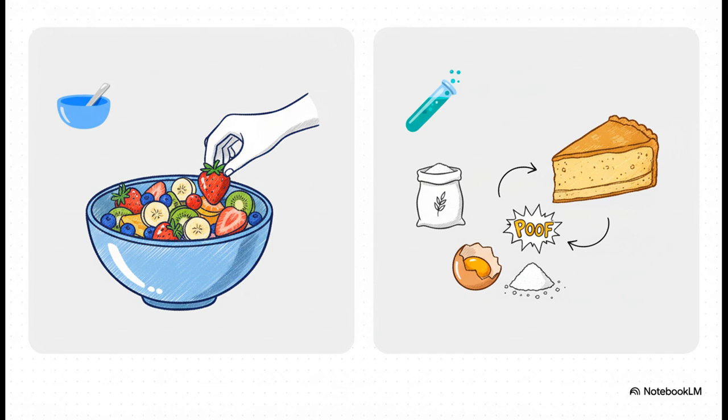You've got to know that mixtures are not the same as compounds. A mixture, think of it like a fruit salad. You can still see the strawberries, you can still taste the blueberries. They're all just hanging out together. But a compound, that's more like a cake. Once you've baked it, the flour, eggs, and sugar have gone through a chemical reaction. They've become something brand new. You can't just pick the eggs back out of the cake, right?